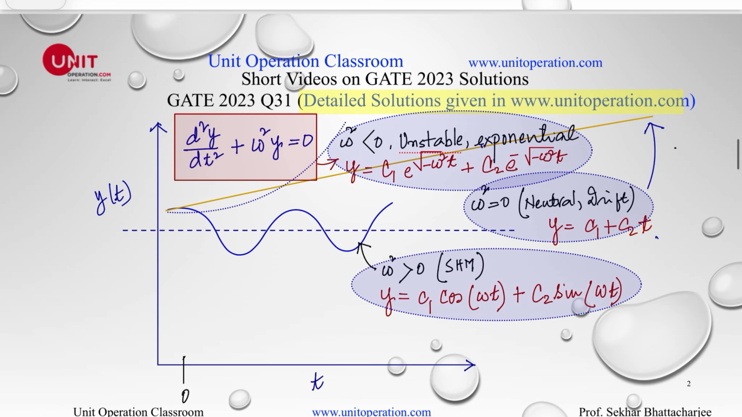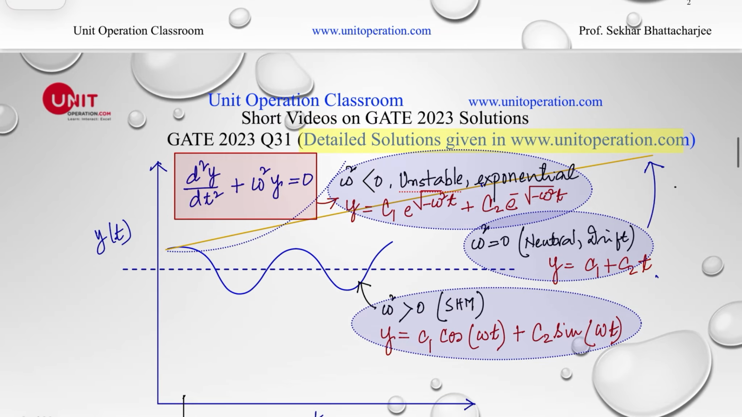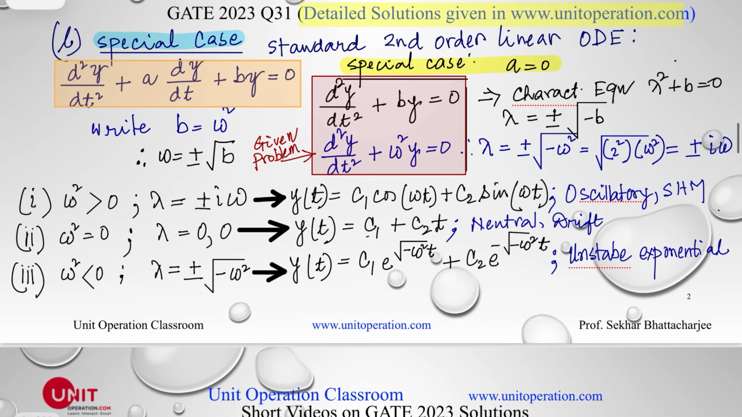So let's look at this one. This is a simple harmonic motion when omega square is greater than zero. In neutral drift, this could be something like this, or something like this. And when there's an unstable system, it just keeps on increasing like this. Okay, so these are the three systems. These are just simple equations.